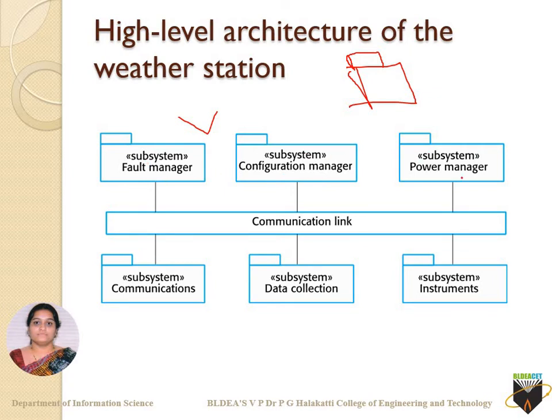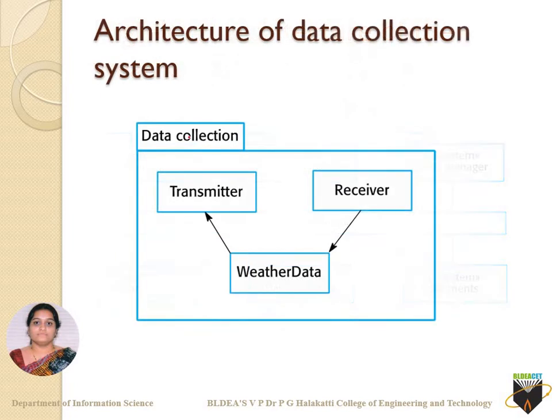subsystem configuration manager, subsystem power manager, and subsystem instruments across the system. Then comes subsystem data collection, then subsystem communication, and through a communication link you have the connectivity shown there. Followed by that is an example for data collection. In data collection, what do I have here? I have a transmitter, a receiver, and weather data. Whenever weather data has to be fetched, it is sent through a transmitter and received through the receiver.